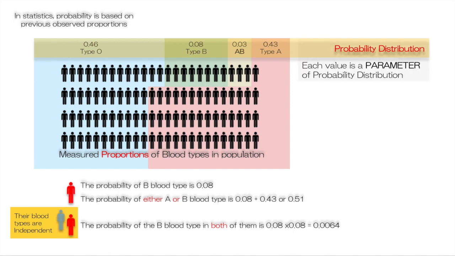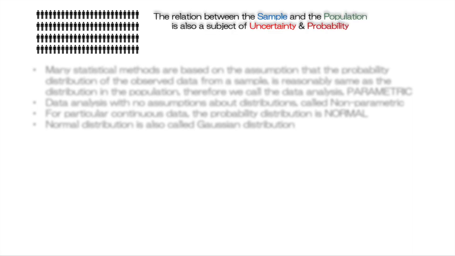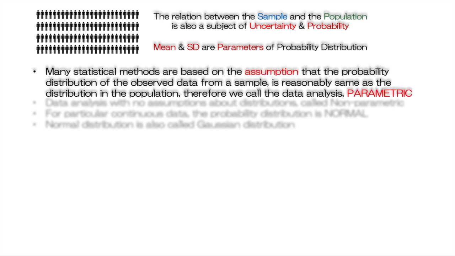The relation between the sample and the population is also a subject of uncertainty and probability. And the parameters that explain the distribution of this probability are the mean and the standard deviation. So any analytical statistic which relies on a connection between such parameters and the probability of the event occurring, we know as parametric statistics.